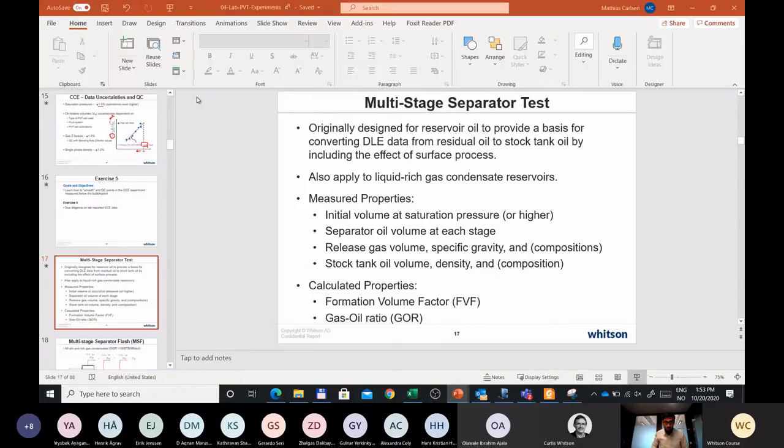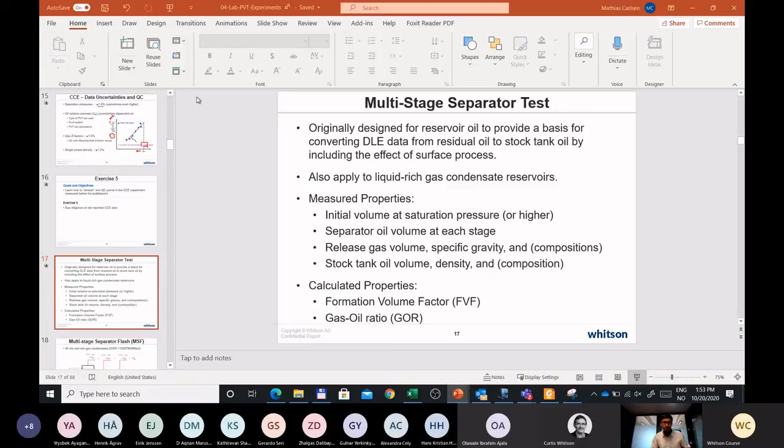So I think we can get started with the next experiment we have on the list. And yeah, so now we will talk about this multi-stage separator test. That's the second experiment we have on the list. And so a little bit on the history.